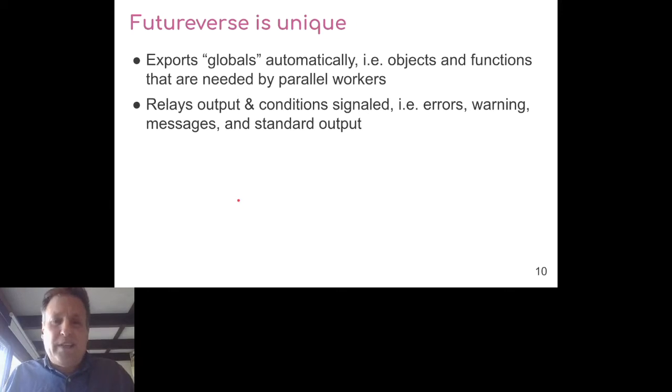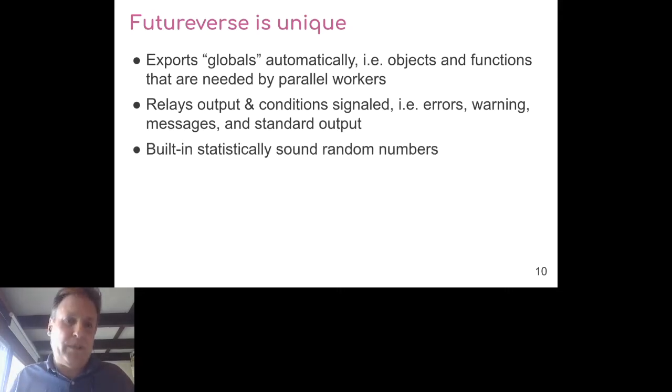It also relays output and conditions that are signaled on the parallel workers. This is unique. Of course, errors are handled by most parallel frameworks. Here, errors are reflected identically back on your main R session, but also warnings, messages, and standard output. And I'm not aware of any other framework that does this. And this is all to minimize the surprise from going from sequential to parallel processing.